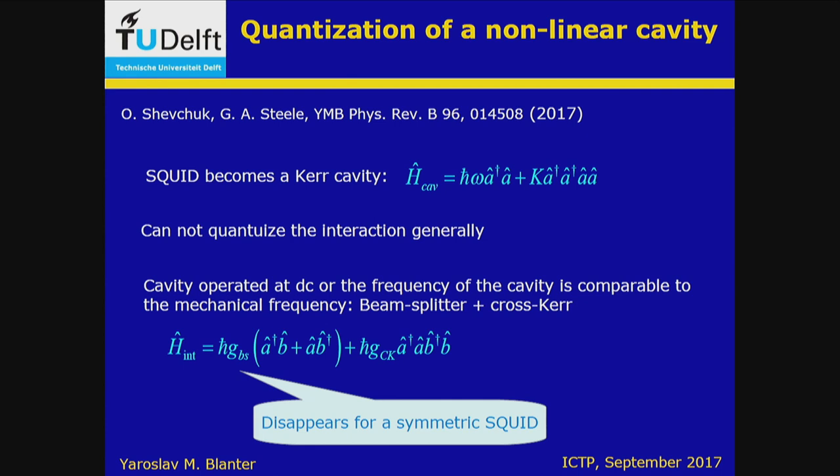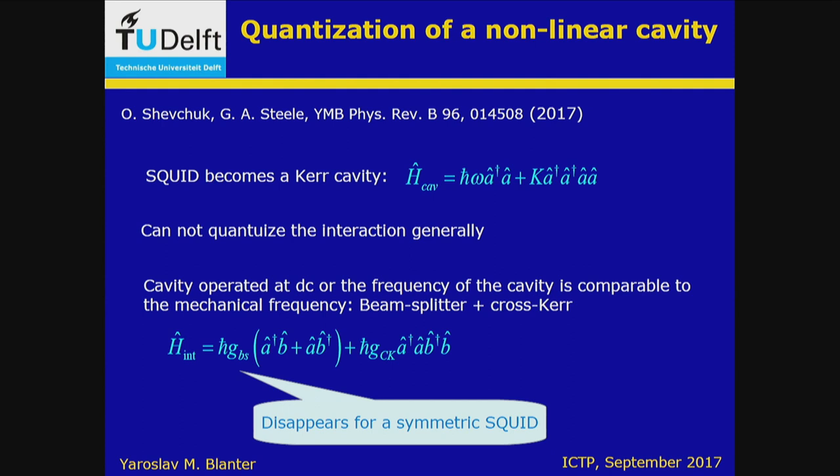Now the interaction, you cannot quantize. Because for the interaction you have a cosine, and if you start expanding things, it doesn't work. So you cannot quantize it generally. But you can quantize it in two limiting cases. You can quantize it for the case we just treated, when the cavity is very slow. And then what you get is a beam splitter interaction, and you get the nonlinear term, which is called cross-Kerr interaction. So that's the number of photons times the number of phonons.